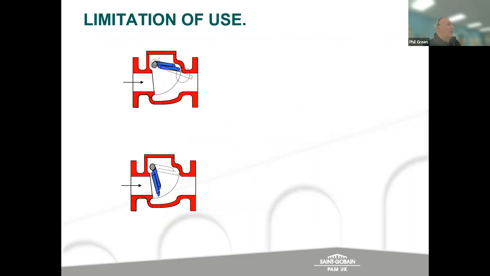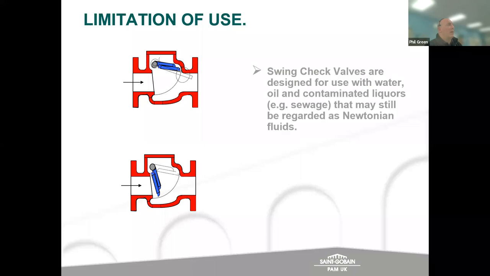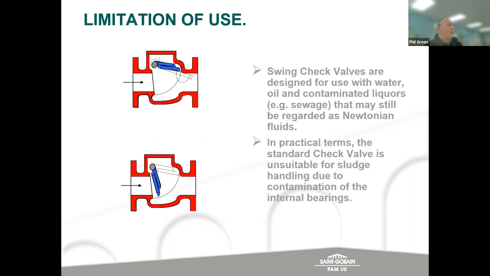So basically, swing check valves are designed for use with water, oil, and contaminated liquors. Anything that might be regarded as a Newtonian fluid, basically. And in practical terms, the standard check valve is unsuitable for sludge handling due to contamination of the internal bearings. So we generally recommend that you don't use these with fairly heavy sludge in a sewer system.